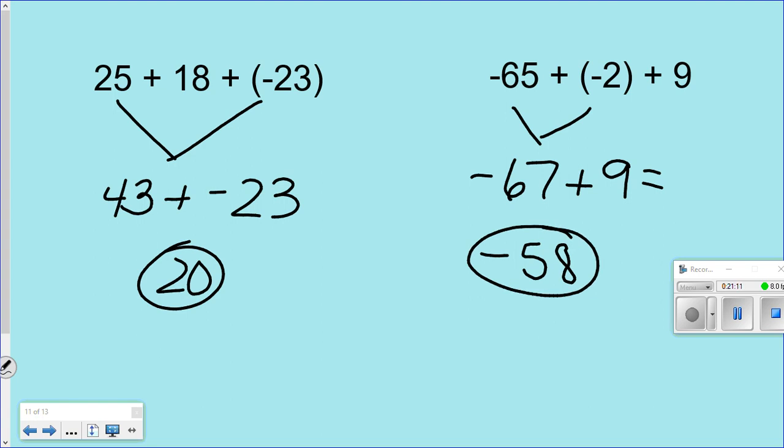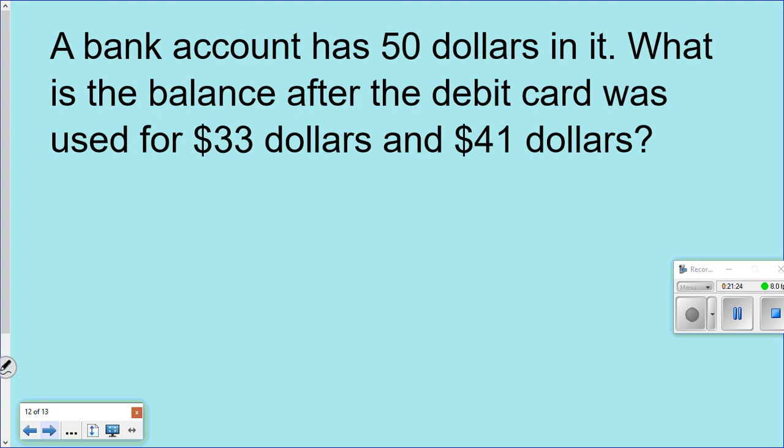Today, they're also going to throw some story problems out at you. Now, here's the thing. You can answer the story problems any way you want. You do not have to do what we've done in class. You can do whatever you want. So, here's an example of a story problem. You're going to see what I mean here in a second. So, this is a bank account and has $50 in it. What is the balance after the debit card was used for $33 and $41? What would you do to solve this? What would you do?